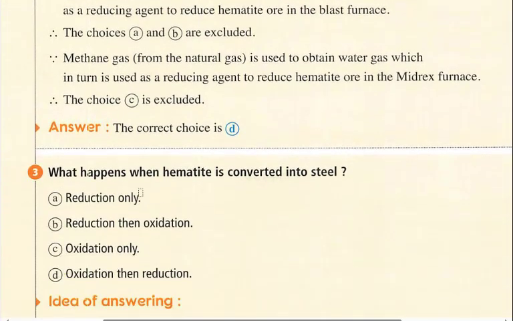Let's have another example. Okay, what happens when the hematite is converted to steel? Yes, dressing, then reduction, then oxidation by the oxygen converter or open hearth furnace or electric furnace. So reduction in the Midrex furnace or blast furnace, then oxidation in the open hearth furnace, oxygen converter, or electric furnace. So this is the answer. This is the correct answer.